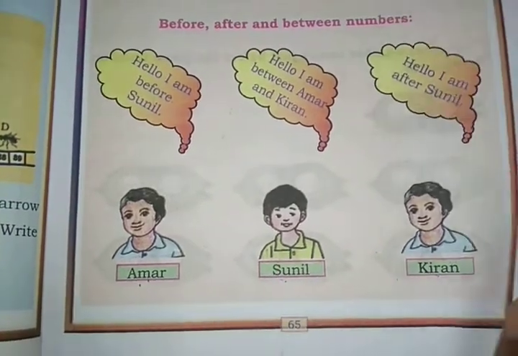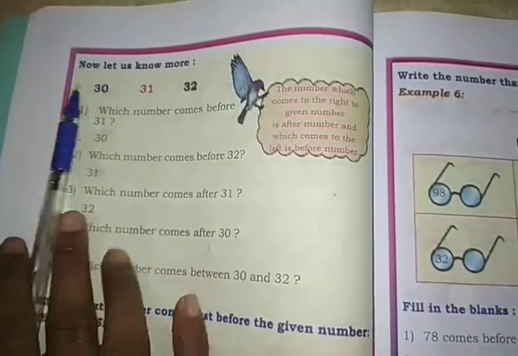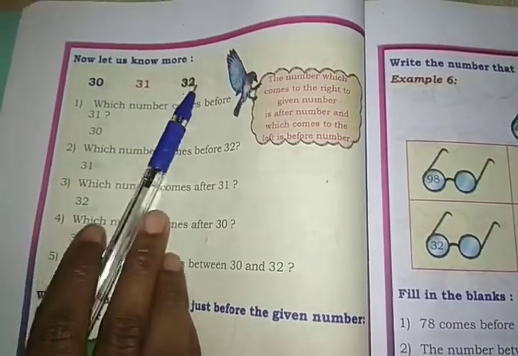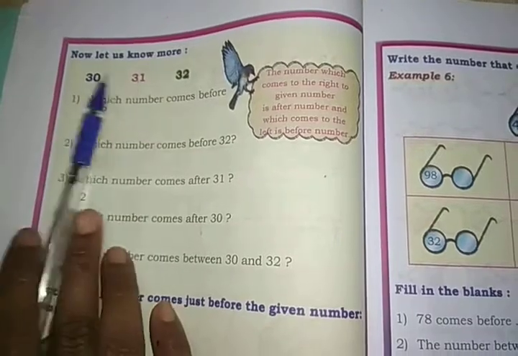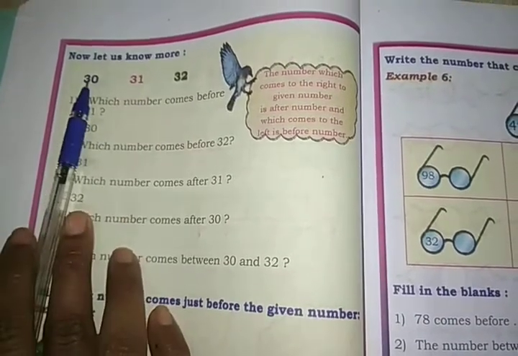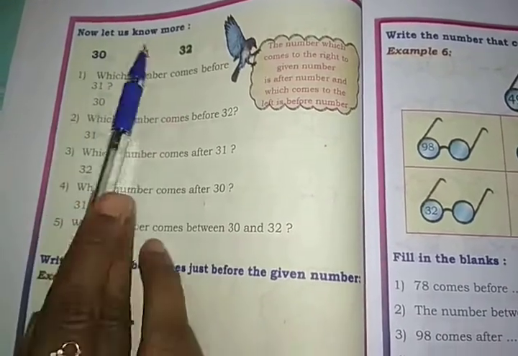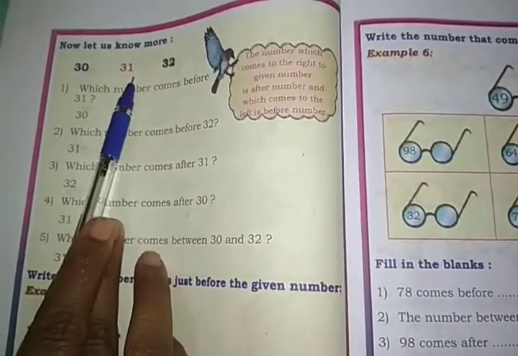So we go for page number 66. Now let us know more. See here. 30, 31, 32. In these three, 31 is between 30 and 32. 30 is before 31. 32 is after 31.